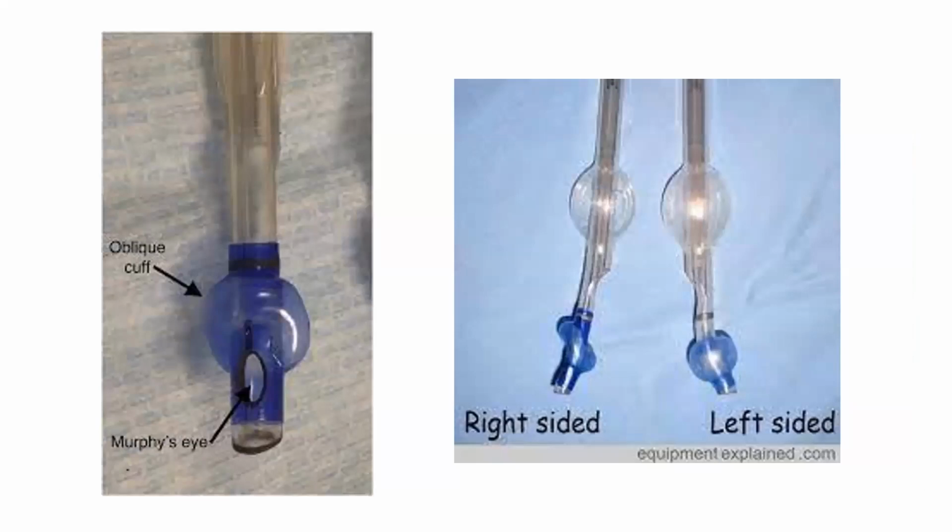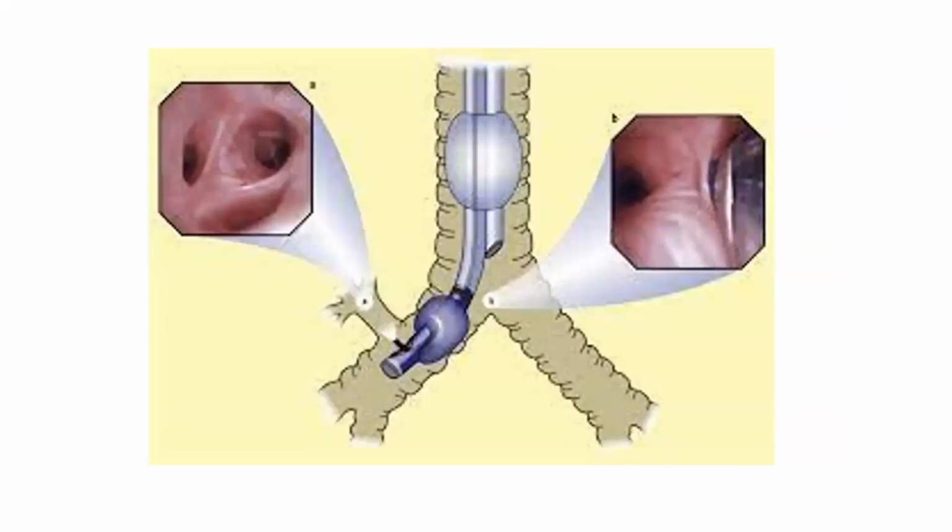As I mentioned earlier, the picture on the left is showing a right-sided double lumen tube. There is a Murphy's eye, which functions to ventilate the right upper lobe. And this picture is showing intubation with the right double lumen tube. Through the opening of the Murphy's eye, we can see the right upper lobe opening. So this is what we should see through a fiber optic bronchoscope.